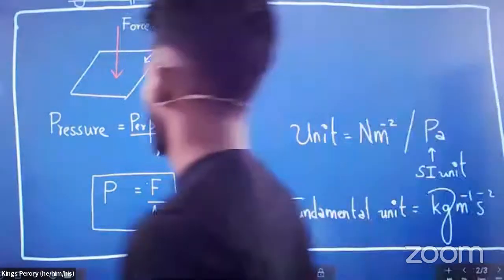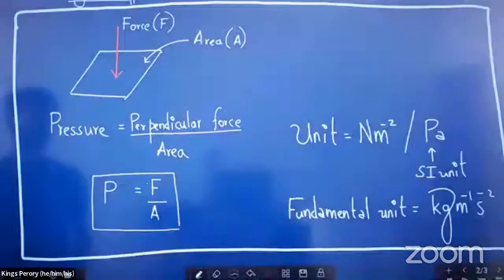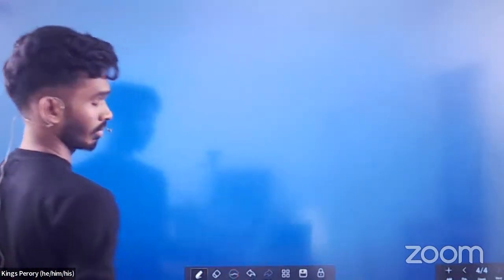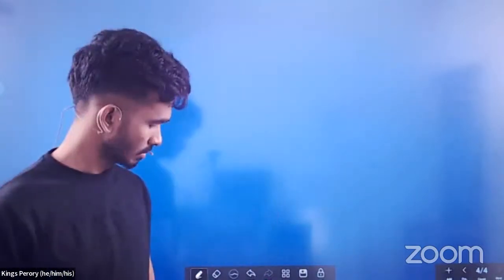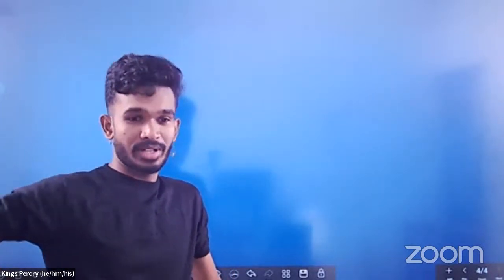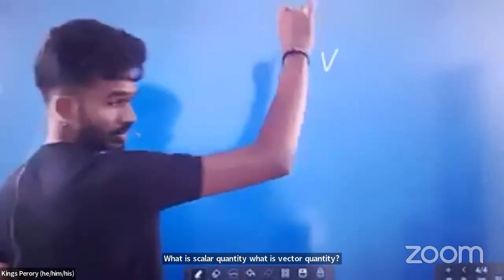Perfect. Go back to the tube. Next point, result. Pressure: scalar quantity or vector quantity? Let me try and explain. What is a scalar quantity? What is a vector quantity?